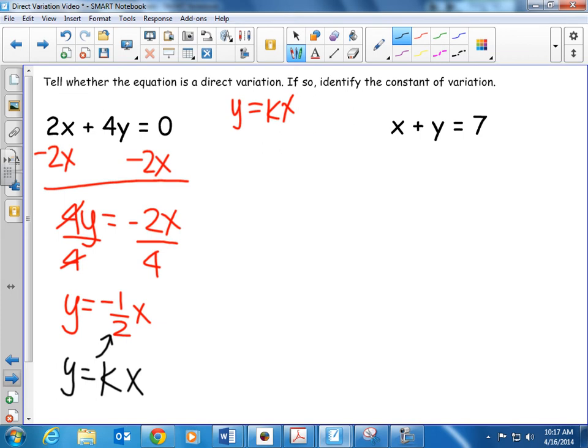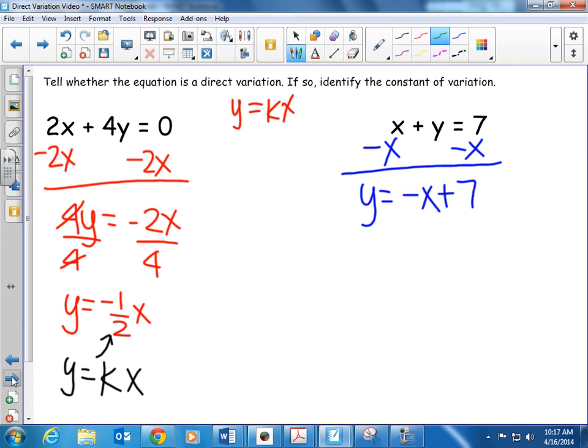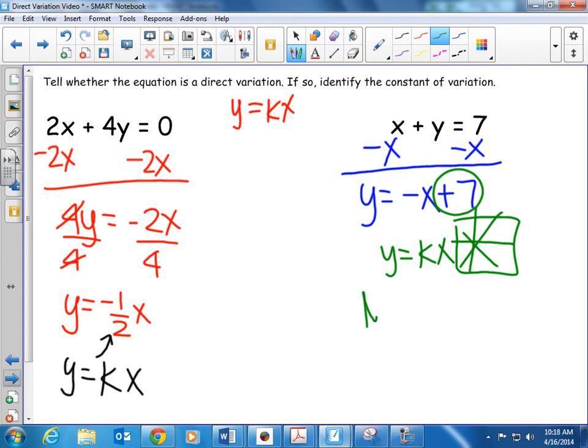Let's look at the next one, and this will become more clear to you. If I try to get it in the form y equals kx, I get y alone, so I'm going to subtract x from each side. I get y equals negative x plus 7. Can that be written in the form y equals k times x? No, because I have this plus 7 part. In direct variation, you're not allowed to have anything there. Nothing can go in that plus b part. So this would not be direct variation. Therefore, there is no constant of variation.